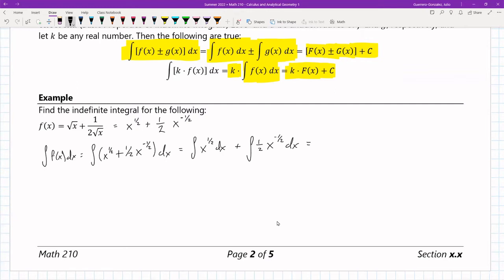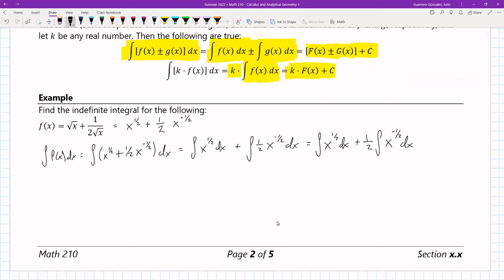I'm not going to mess with the first one yet. So the integral of x to the 1/2 dx, I'm going to leave that one alone for now. But for the second one, 1/2 is a constant. So I can go ahead and do 1/2 times the integral of x to the negative 1/2 dx. That's all I did. I only used the second rule from the one above, the constant rule, to just pop out the 1/2. That's it. That's all that happened.